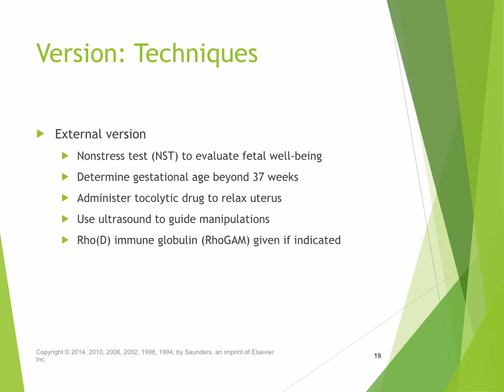It's usually done either around that 37-week or if not a little bit before or after. Typically, patients are given a tocolytic, such as terbutaline, to help relax that uterus, especially when it comes to any type of manipulation. And healthcare providers are usually using an ultrasound to help guide manipulations. For patients that are Rh negative, they may receive a dose of RhoGAM due to that potential bleeding that may occur.